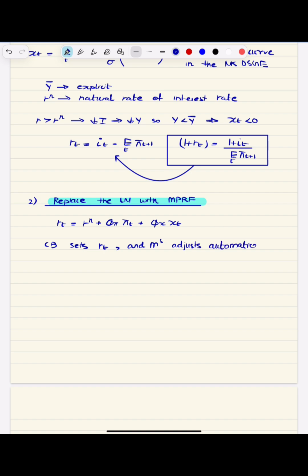So what about the last equation? In the previous pre-NK model, we had a price adjustment curve, right? So we need to replace that as well. We replace the price adjustment equation with the new Keynesian Phillips curve.